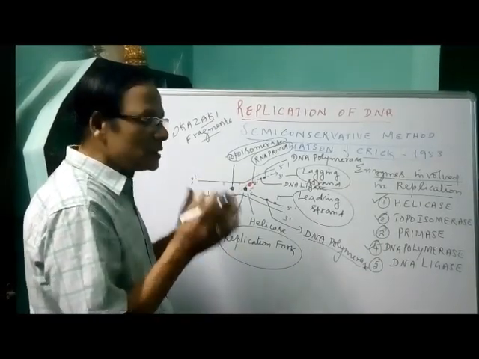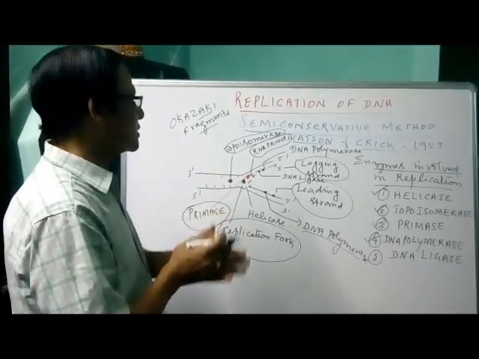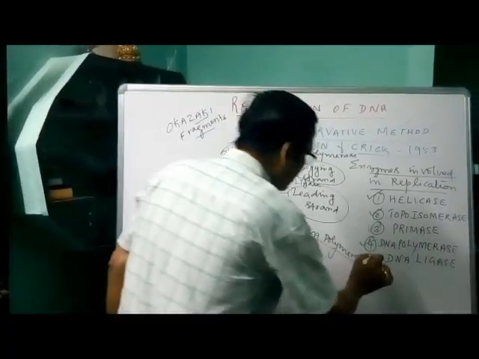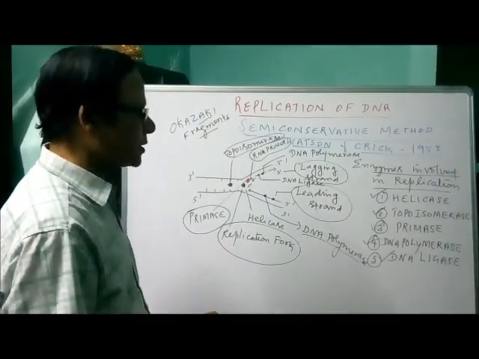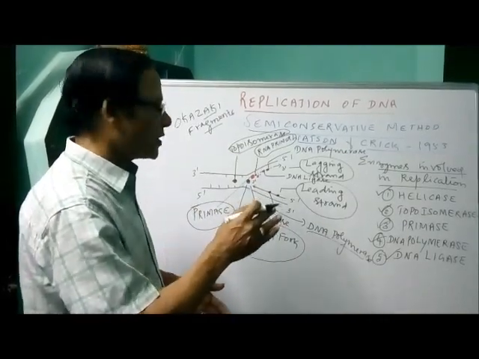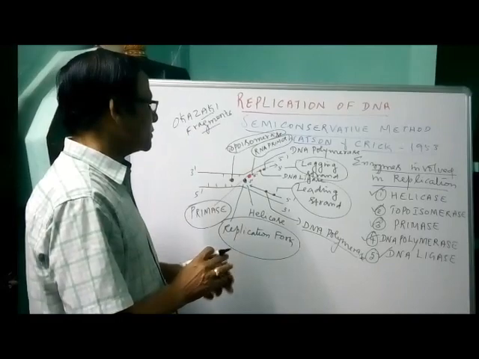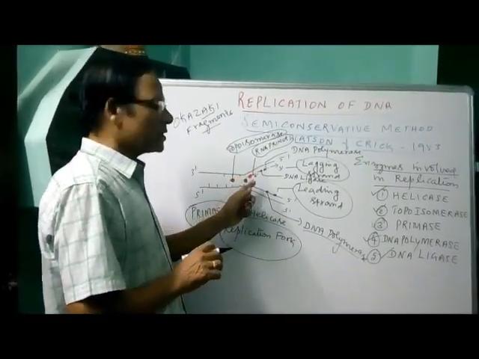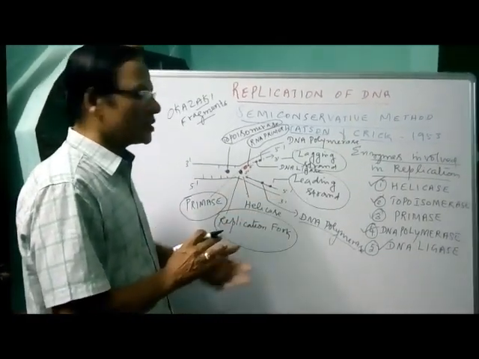These fragments are joined together to form a continuous strand with the help of another enzyme called DNA ligase. Ligation means stitching, joining or pasting. The DNA ligase joins all the fragments which are formed discontinuously, namely the Okazaki fragments, to form a continuous strand. So, one strand is synthesized continuously. That strand is called the leading strand.